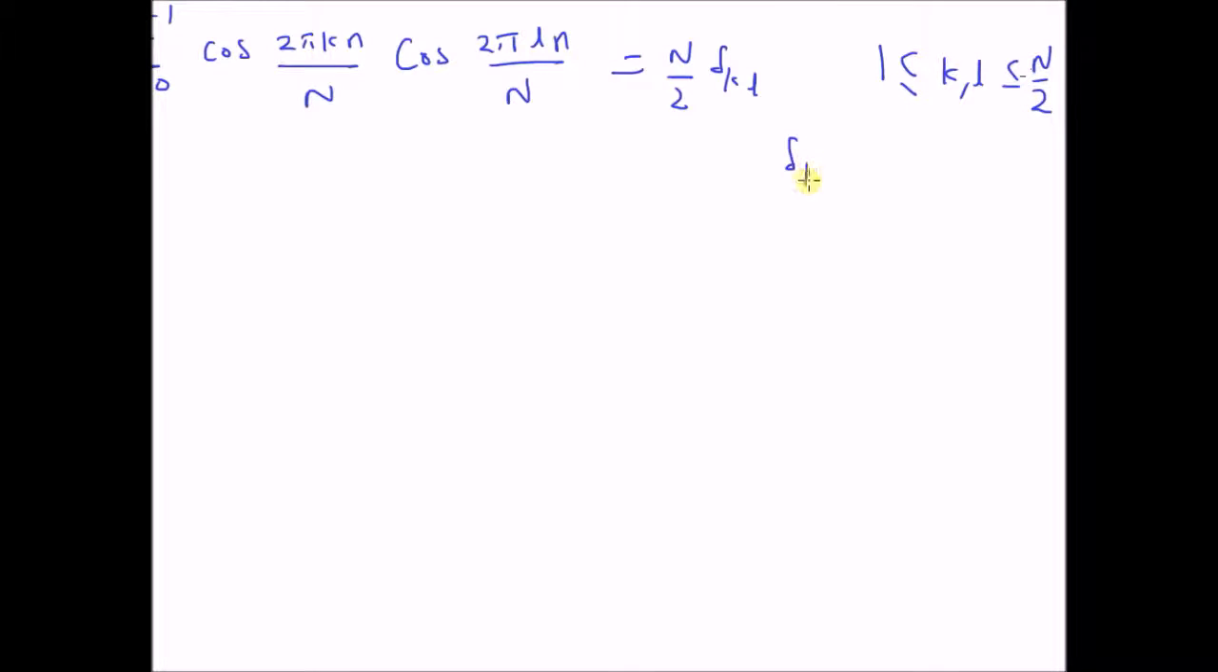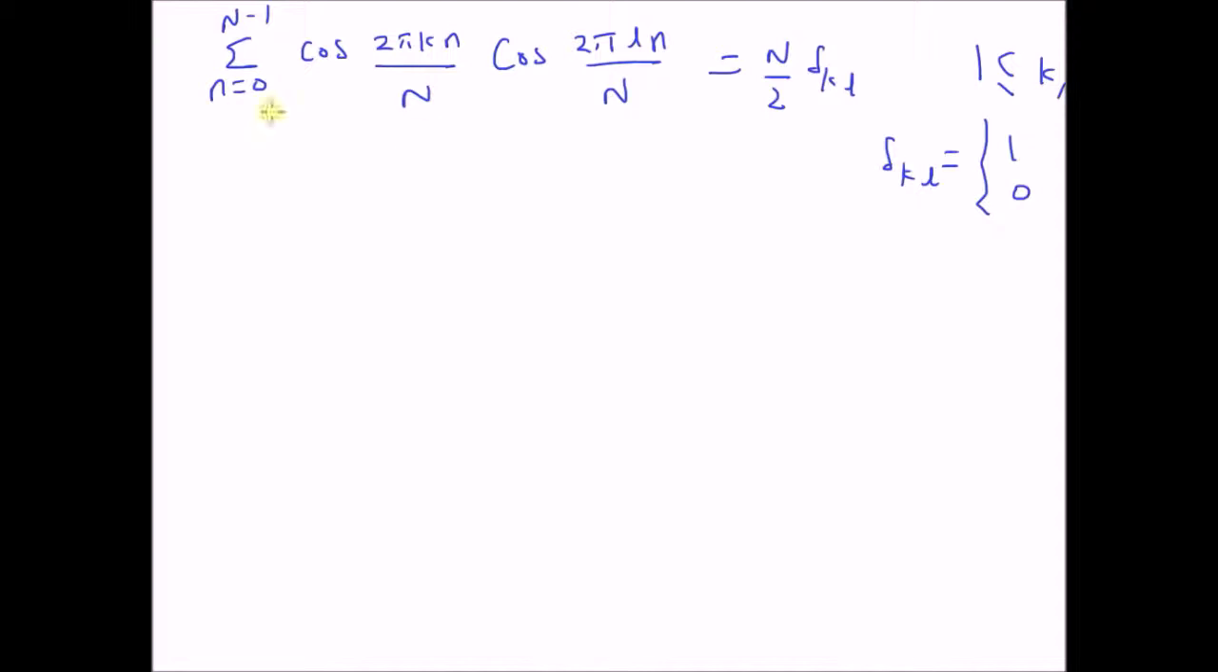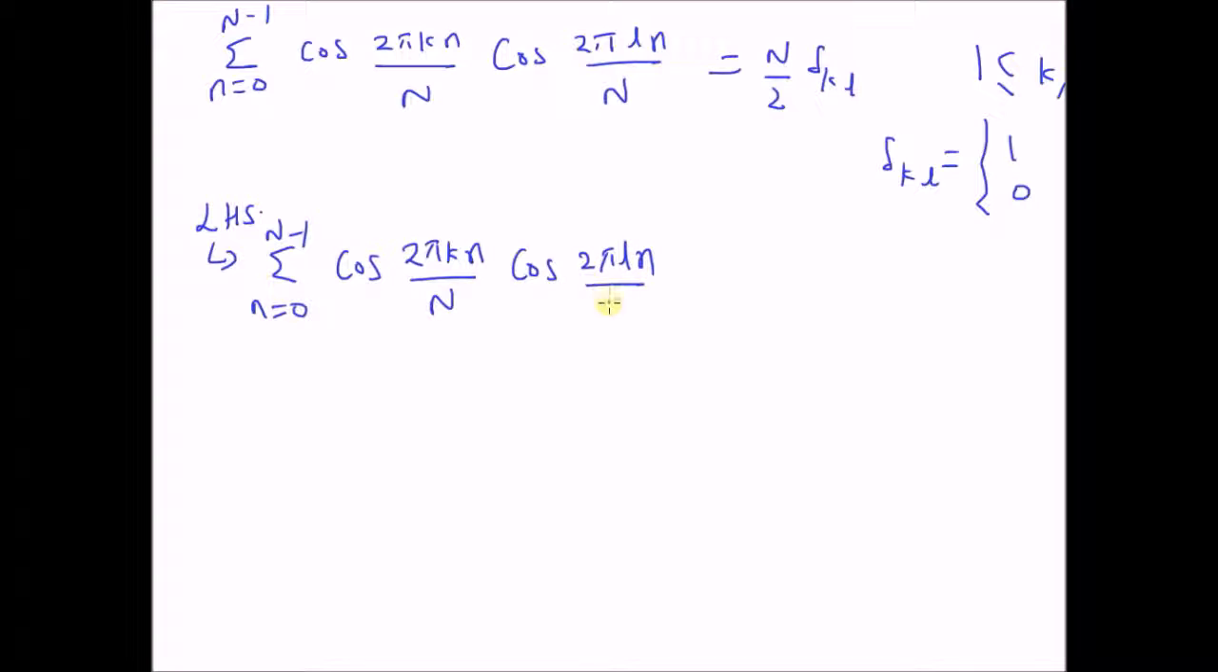And of course delta kl is equal to 1 when k is equal to l and 0 when k is not equal to l. That's the definition of a Dirac delta function. So now we want to prove this theorem. So let us start with the left hand side, LHS: the sum n equal to 0 to N minus 1 of cosine of 2 pi kn over N cosine of 2 pi ln over N.